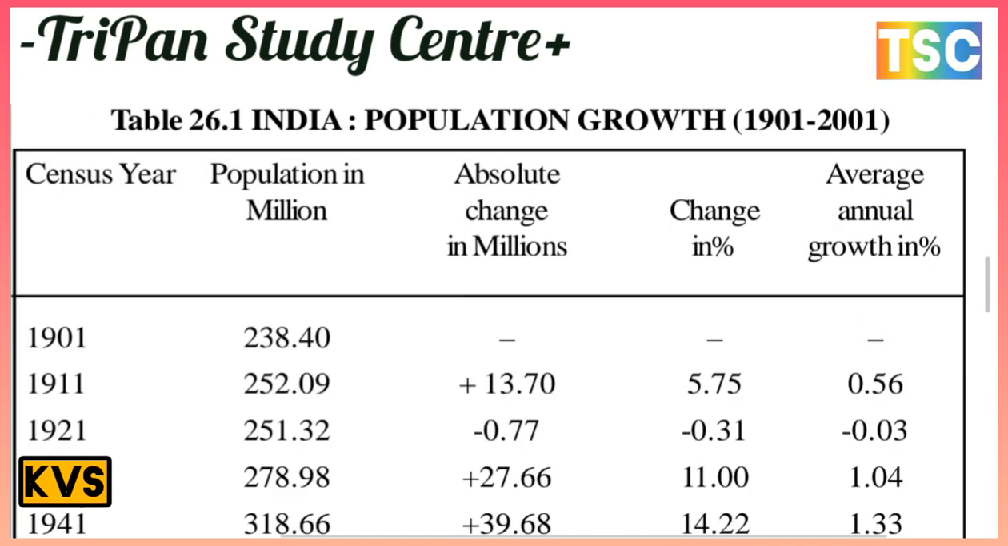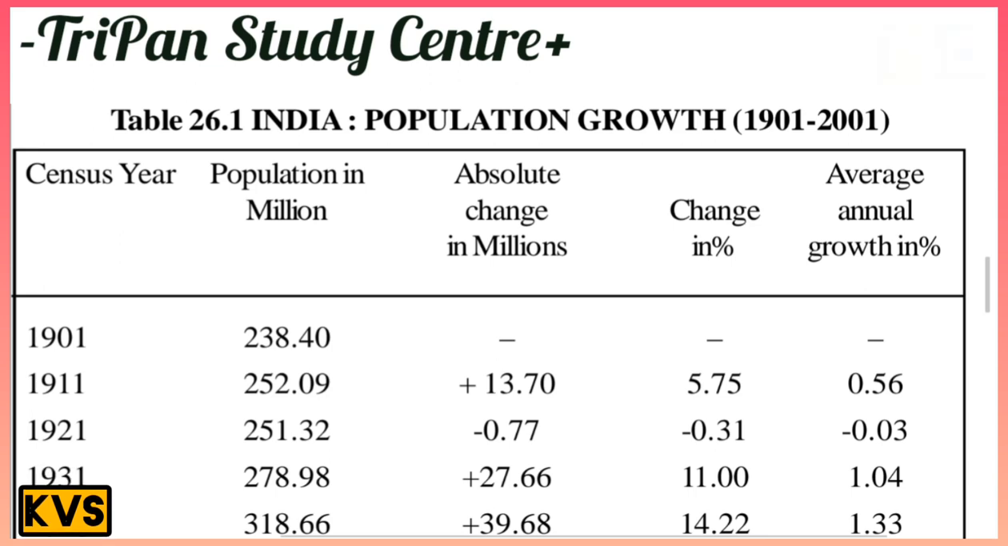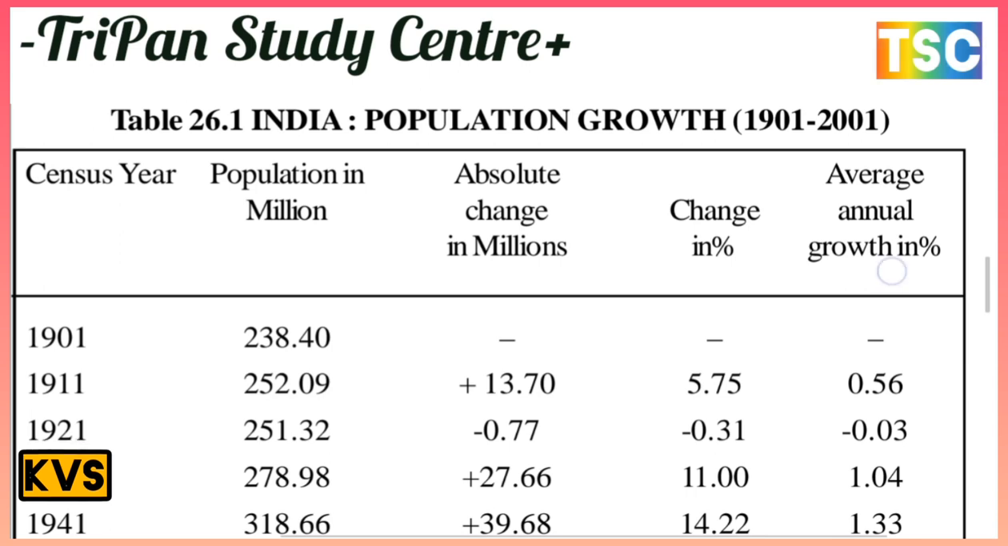Here is the most important table: India's population growth rate from 1901 to 2001. There is a 100-year period here. The table shows the change in population in millions, the change in percentage, and the average. For 1901 no information is provided. In 1911 the population in millions is 252.08, and it changed by 5%. The other side shows the same effect.